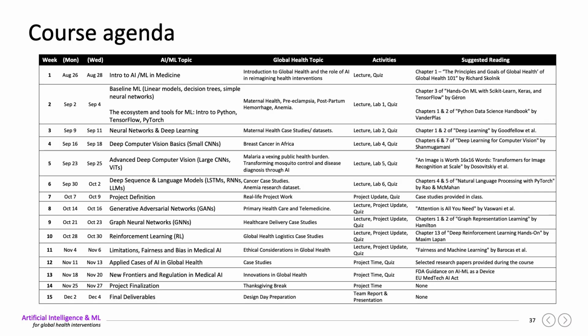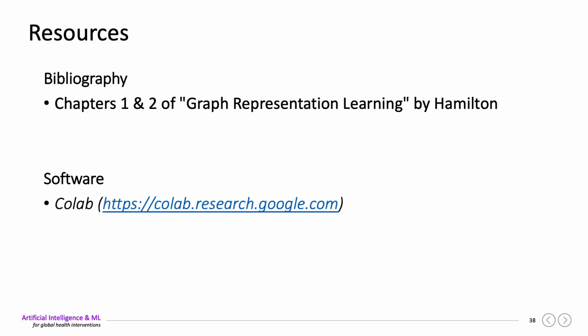The lesson is that GNNs are one powerful tool among many, and the strongest global health solutions often combine several of these methods. For bibliography, chapters 1 and 2 of Graph Representation Learning by Hamilton, which is an excellent and freely available introduction to this field. For software, Google Colab at colab.research.google.com, which lets you experiment with graph neural network libraries like PyTorch Geometric or DGL without configuring a local GPU.